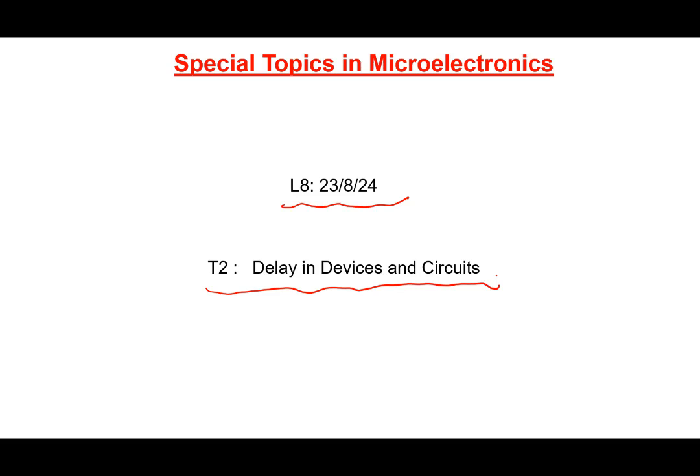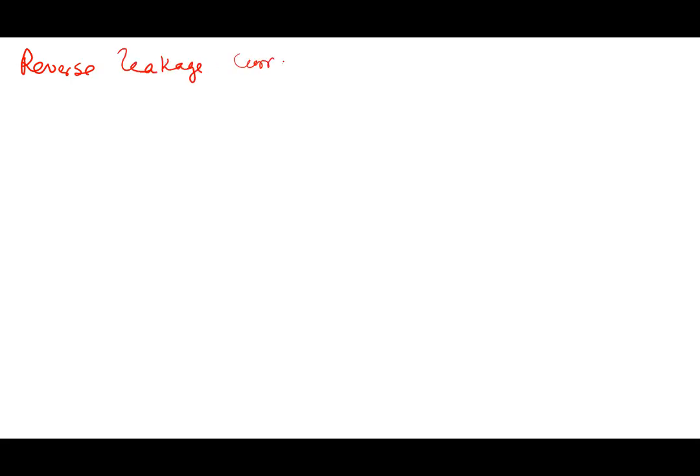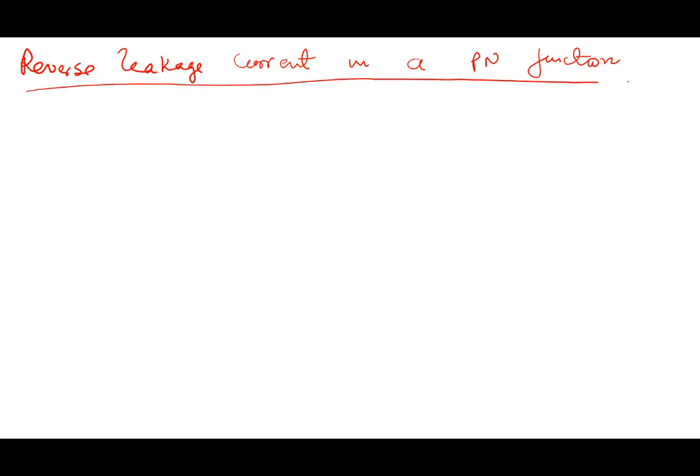One of the things that came up in the last lecture was this reverse leakage current. So let me spend a little bit of time on reverse leakage current in a PN junction. And it gives us an opportunity to talk about a very basic phenomenon in semiconductors, which is thermal generation rate.